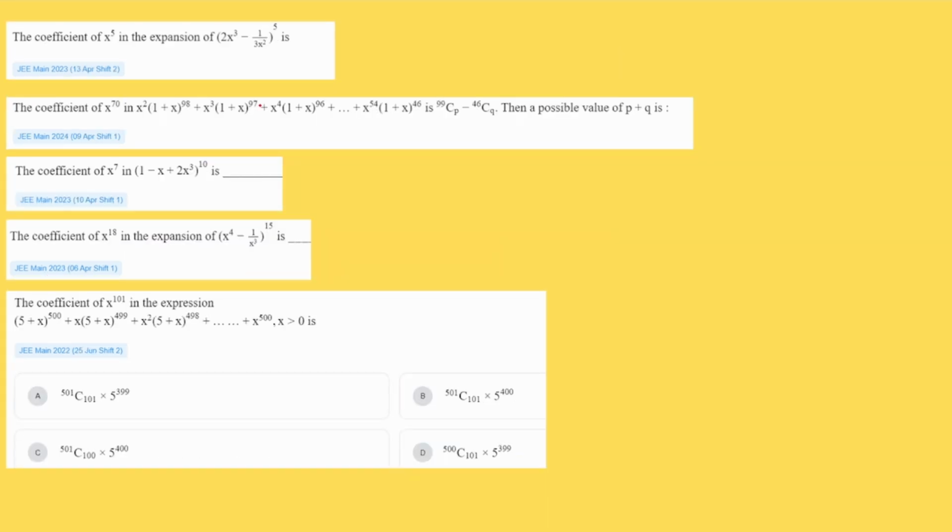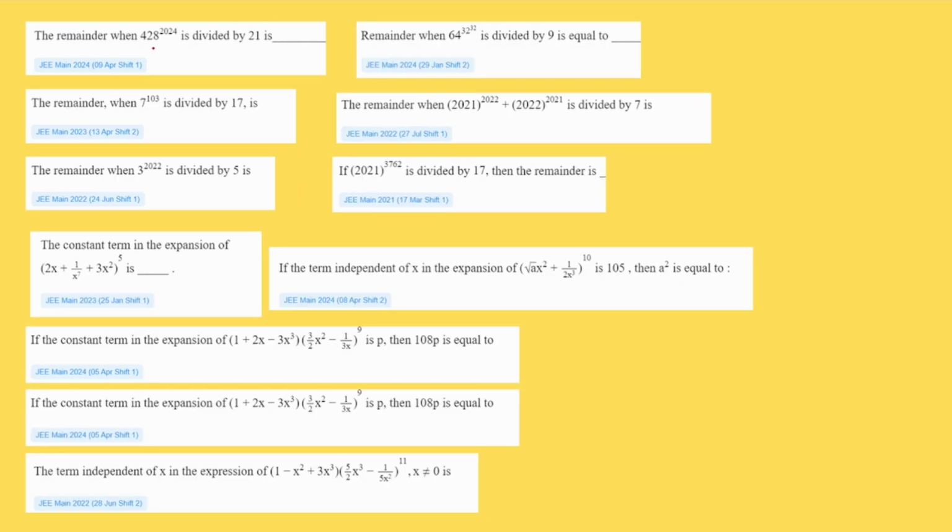Here comes the binomial theorem chapter, where you need to find the coefficient of x raised to 5, the coefficient of x raised to 70, and they've given the value of it. Then you need to find the values of p and q, then substitute in this equation. Coefficient of x raised to 7, 2023, they have asked this question. Coefficient of x raised to 18, again coefficient of x raised to 101. Then finding the remainder question, again remainder, again remainder. Remainder question again, 2022, 24th of June.